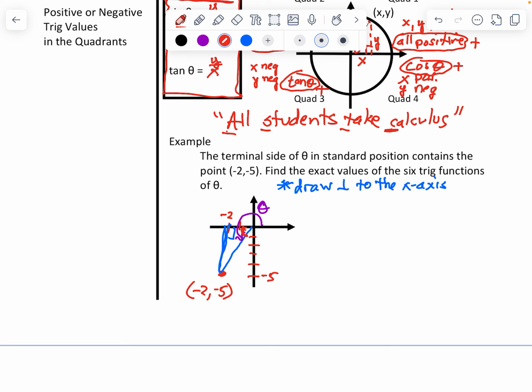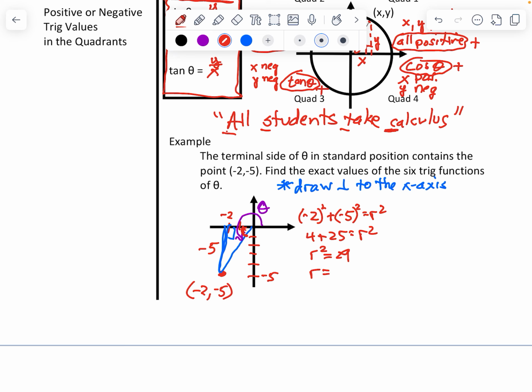I've already got -2 up here on the x. I'm going to bring -5 over here on the side. I need to find out what my hypotenuse is, so I'm going to do the Pythagorean theorem. I'm going to take -2 squared plus -5 squared and make that equal to r squared. So I get 4 plus 25 equals r squared. So r squared is going to equal 29.